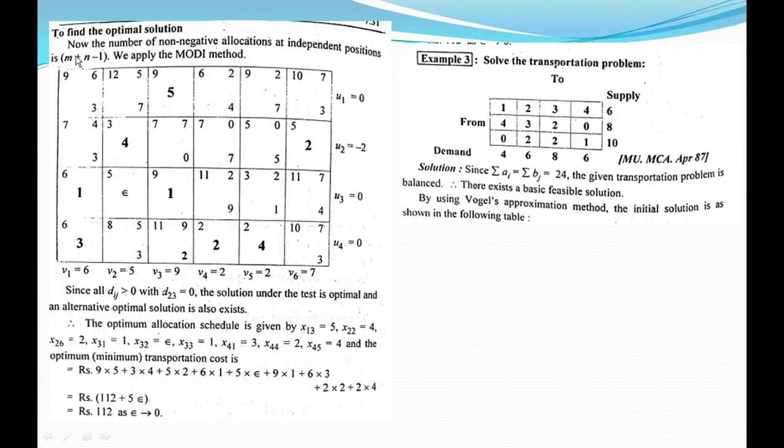To find the optimal solution, the number of non-negative allocations should be at independent positions. How many allocations do we have here? m plus n minus 1, we apply the Modi method. So you have to check that the Modi method is applied only when this condition is satisfied. m plus n minus 1 should be what? The number of allocations. So here you have the number of allocations. So the ui's and then the vj's we have to find.